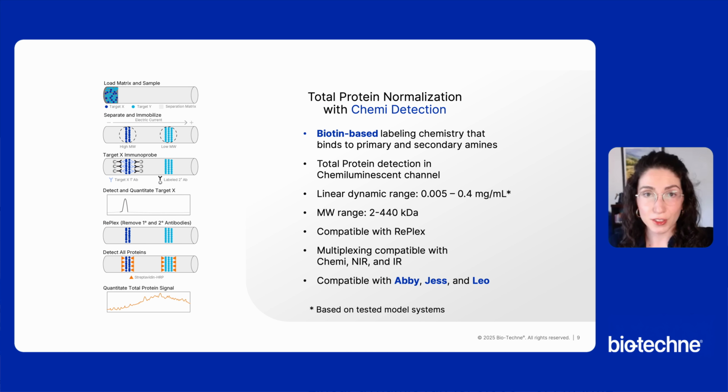The first module I'd like to introduce is our total protein normalization module with chemi-detection. In this assay, your samples are loaded and separated in the capillaries. Once the sample is bound, we proceed with an immunoprobe to detect and quantitate your target of interest. Then, we utilize our replex reagent to strip the antibodies so the sample can be labeled with our biotin-based total protein labeling reagent. Signal is detected with a streptavidin HRP probe and captured in the chemiluminescent channel.